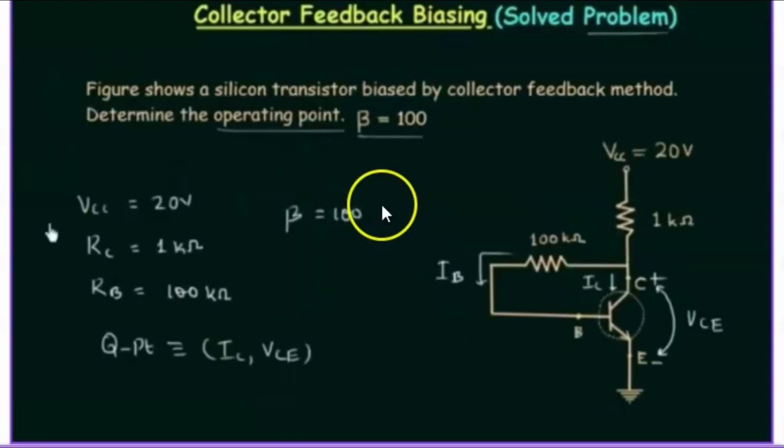Now let us have a look at a numerical. So figure shows a silicon transistor biased by a collector feedback method. We have to determine the operating point here. तो इस circuit पे देख के हम लोग easily identify कर सकते हैं that our VCC is going to be equal to 20 volts, RC is equal to 1 kilo ohm, RB is equal to 100 kilo ohm and beta is equal to 100. And Q point हमारा क्या होता है, that is IC, VCE.